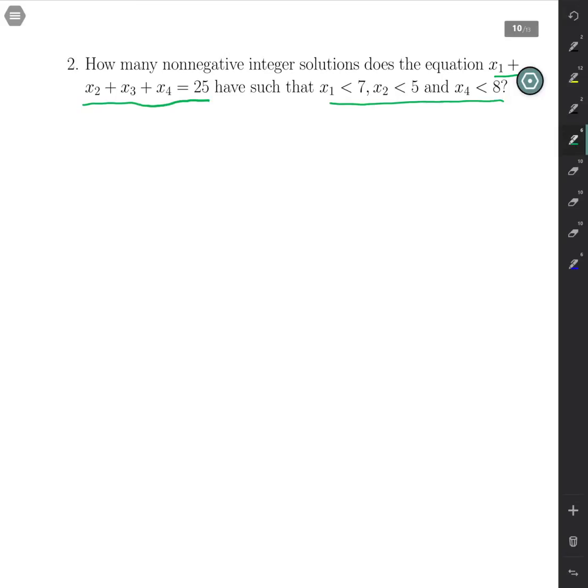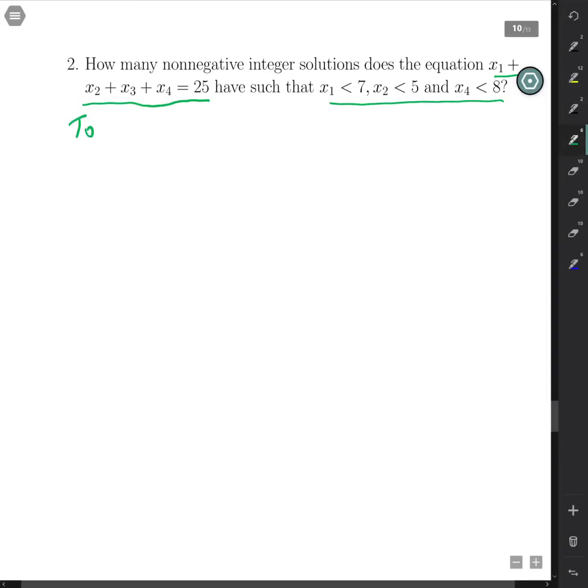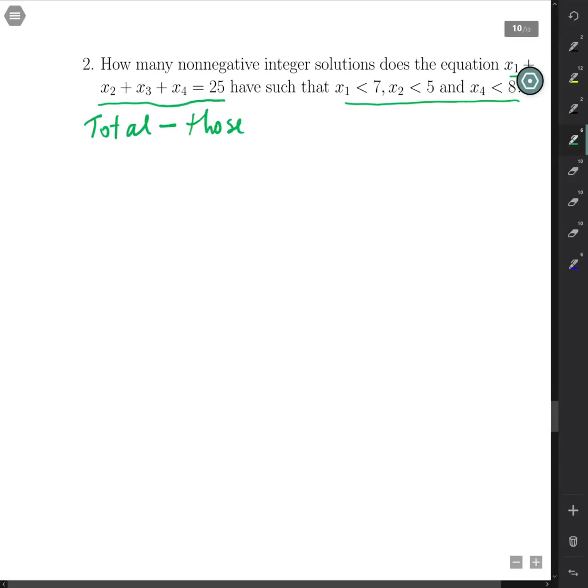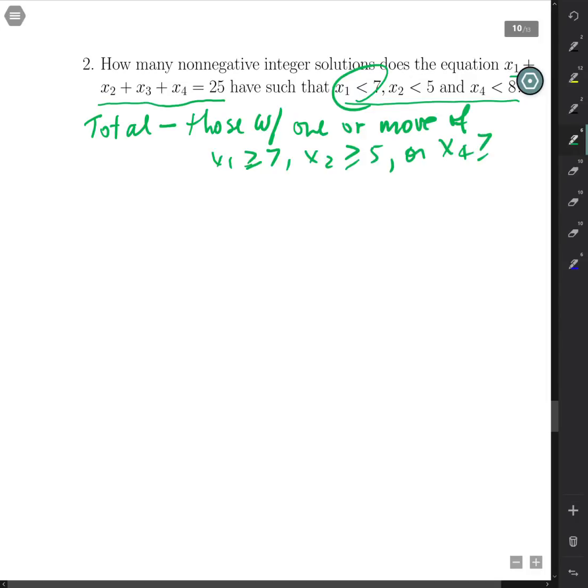And so what I want to do is take the total solutions, minus the ones we don't want, minus those with one or more of x1 greater than or equal to 7. That's the complement of this one. x2 greater than or equal to 5, or x4 greater than or equal to 8, the complement of each of those. One or more of. So this is an or, and so we're going to have to count how many ways we can get this with this big fancy or in there.